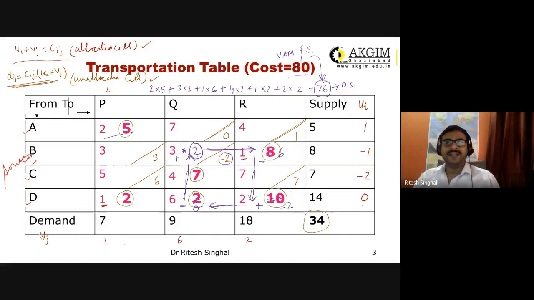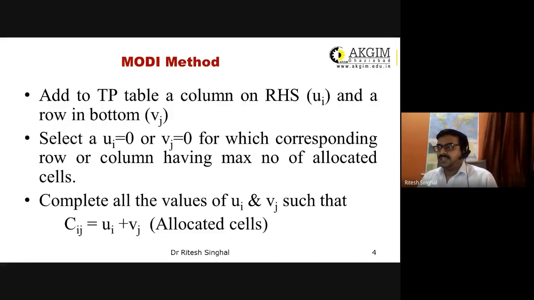Modi's method works in 2 steps. Number 1, first it will check the optimality of the existing solution, whether it is already optimal or not. And if it is optimal, then it's okay. If it is not optimal, then it has to be made optimal using modified distribution along with the loop of this particular solution. So these are the working steps of Modi's method.